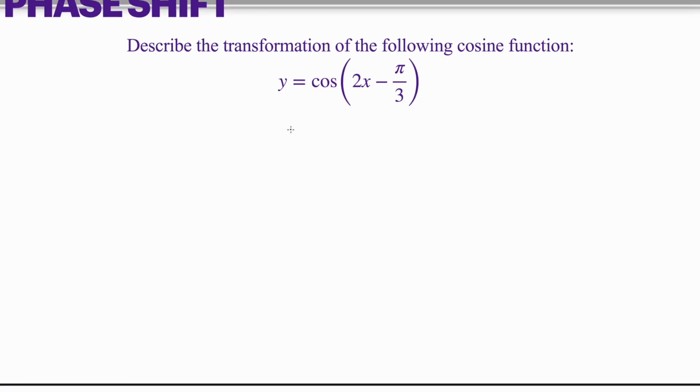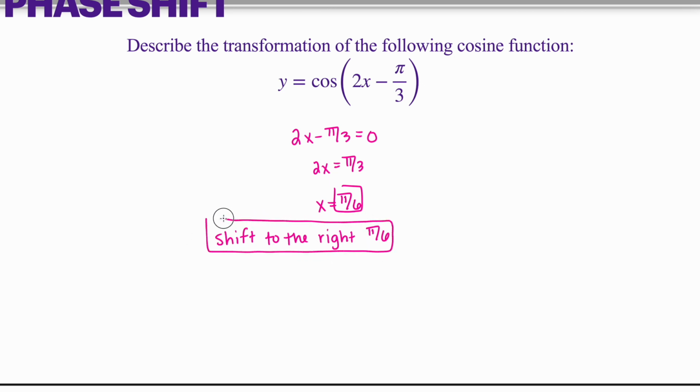A phase shift, you're going to take the entire parentheses and you are going to set it equal to 0. You would add pi over 3 to both sides and divide by 2, and you'll get pi over 6, which means you would say that it is a shift to the right pi over 6 units. Make sure that you do say whether it's going left or right. Since that's a positive, you're going to the right. Or you could even say horizontal shift.